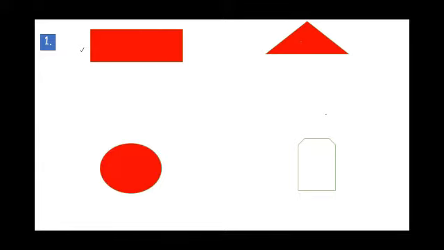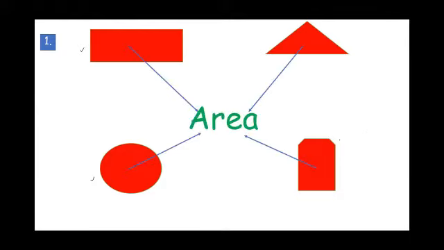So the same applies to this triangle. The part that is covered by the red color is the area of this triangle. So the area of this circle is the area that has been covered by the red color. The same applies to this shape. So this colored part is what we call area. In other words, the area of a figure is the amount of space taken up by the figure.